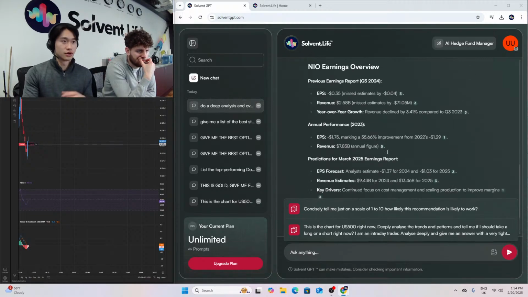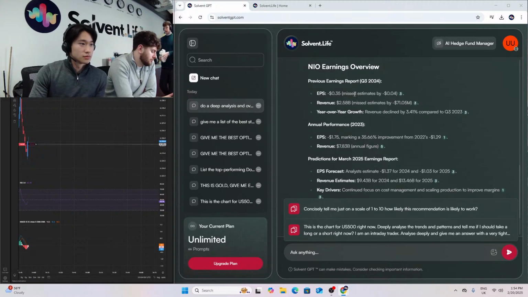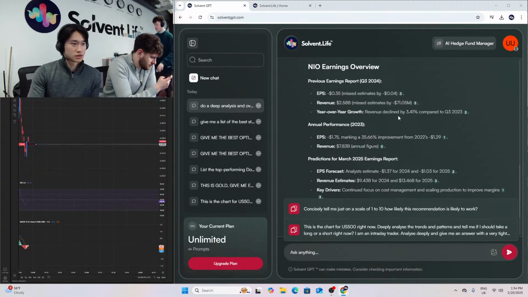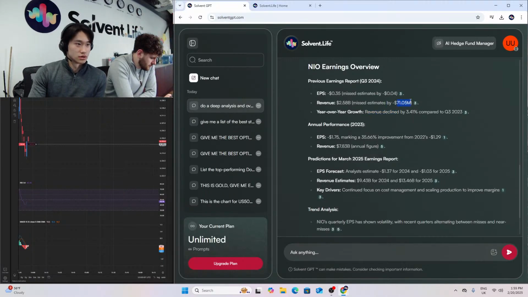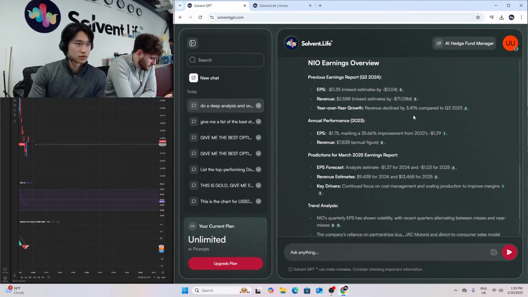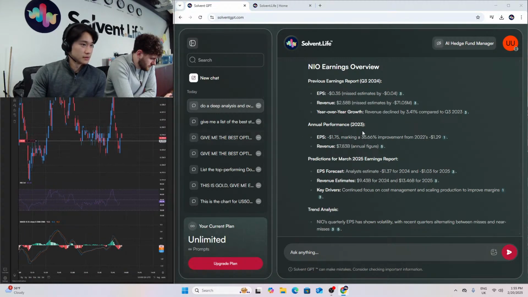Let's see. Their earnings overview Q3 2024. Missed estimates by 4 cents. Revenue was 2.58 billion and they missed it by 71 million. I mean, that's not very drastic. They did miss their targets.